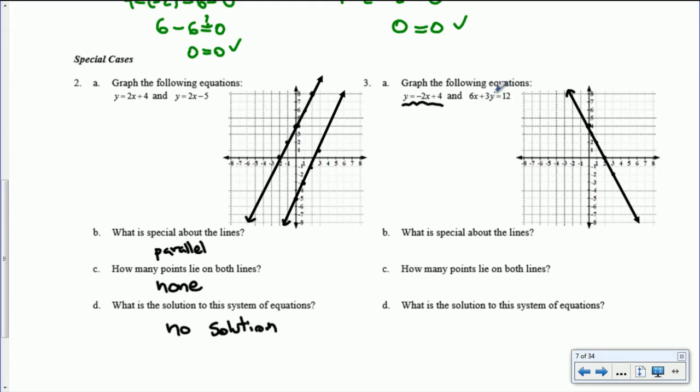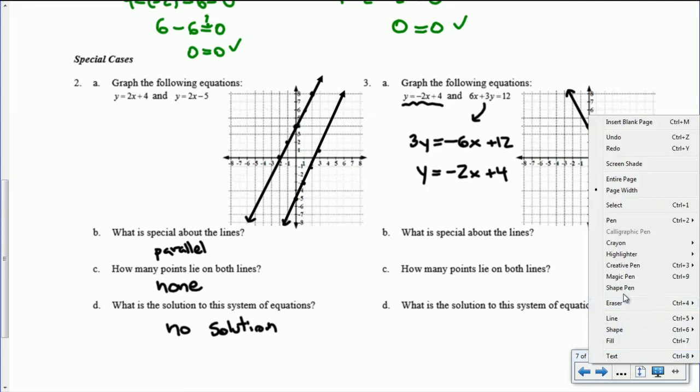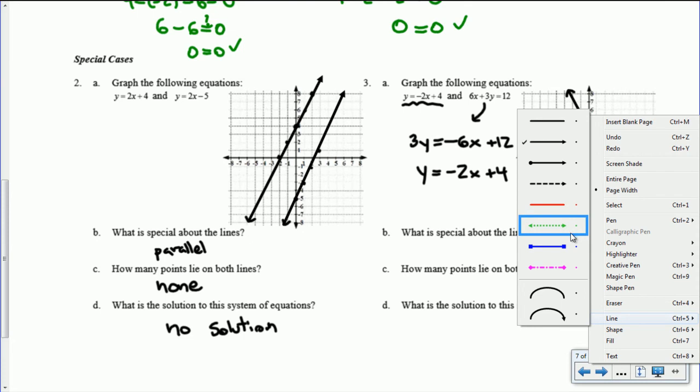And 6x plus 3y equals 12. I guess we could try to find the x-intercept. Maybe I'll convert it to slope y-intercept form. So this would be 3y equals negative 6x plus 12. Got to divide by 3. So y equals negative 2x plus 4. And that's identical to that one. So we would just have an overlapping line.